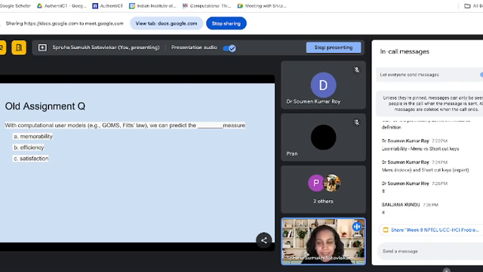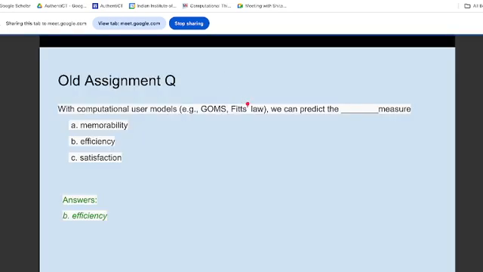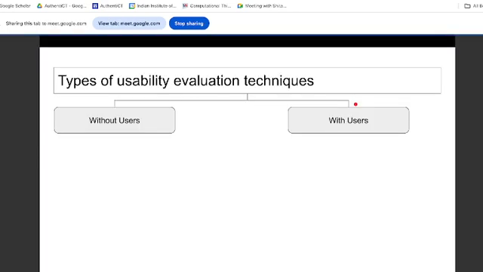Yes, efficiency is the right answer. We'll move ahead. Types of usability evaluation techniques.